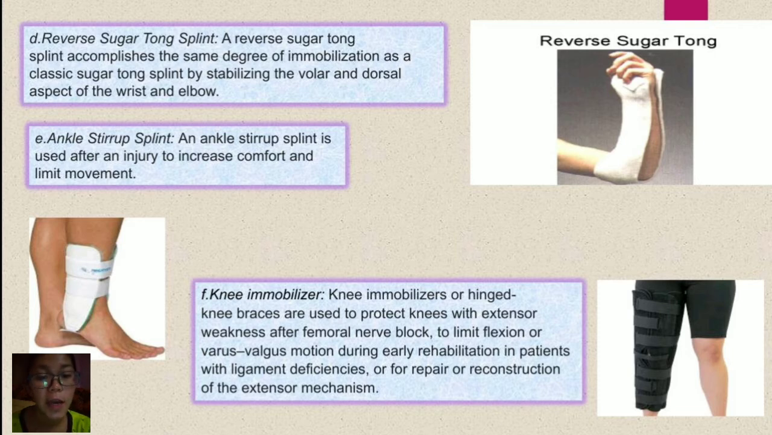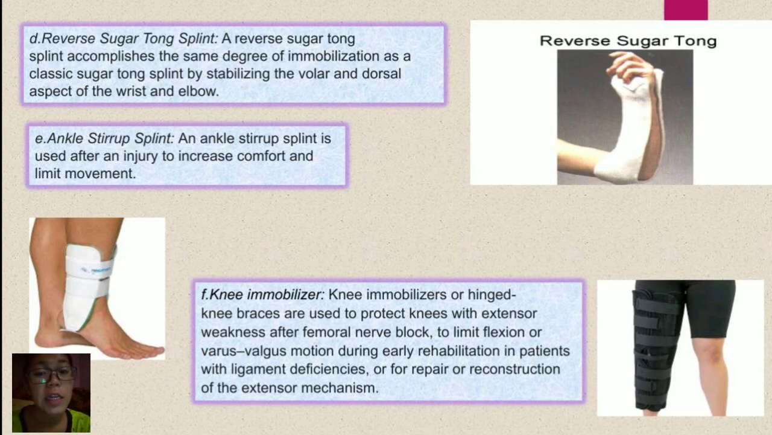So we have the knee immobilizer. Knee immobilizers or hinge knee braces are used to protect knees with extensor weakness after femoral nerve block, to limit flexion or varus or valgus motion during early rehabilitation in patients with ligament deficiencies, or for repair or reconstruction of the extensor mechanism.